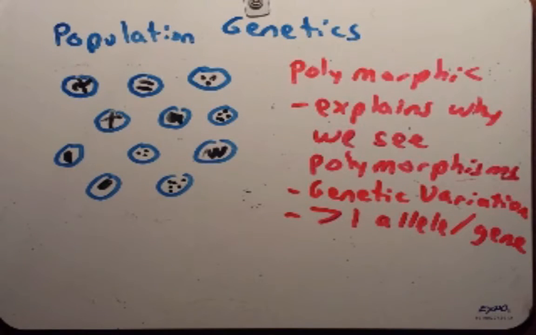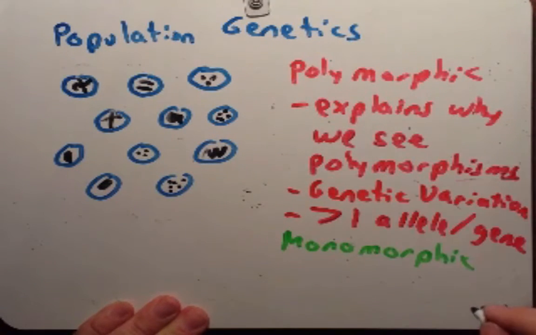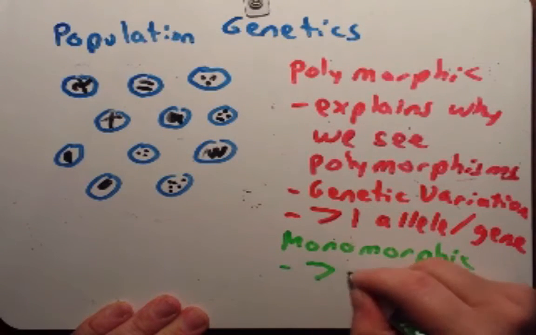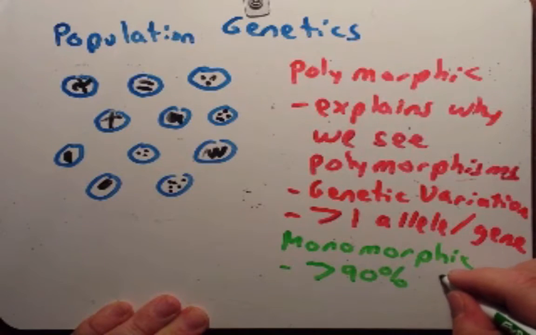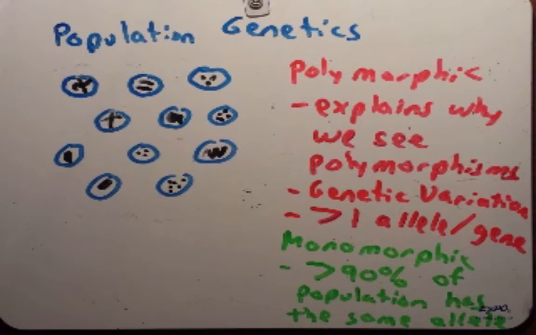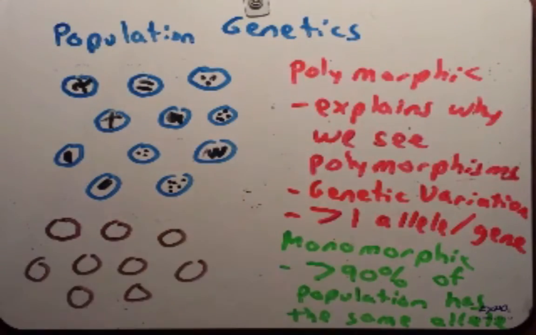population. Now, for comparison purposes, let's talk about a monomorphic. We get this when greater than 90% of the population has the same allele. So you might think in a situation like this, what you would have are ladybugs, and we're going to stick with our ladybug example here. They would all look the same. And that might be true.